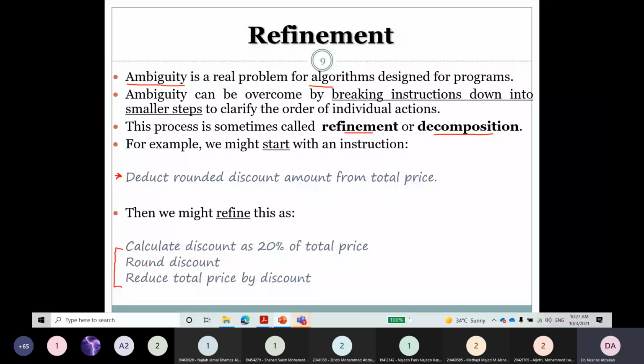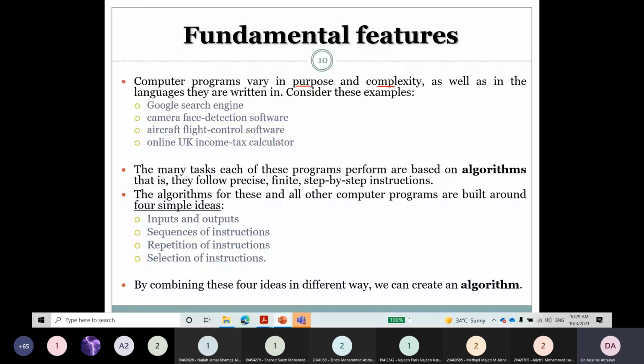The many tasks each of these programs perform are implemented using algorithms. That is, they follow precise, finite, step-by-step instructions. Even if they are varied in purpose, in complexity, and in the language they are written in, they are based on algorithms, which are precise, finite, step-by-step instructions.